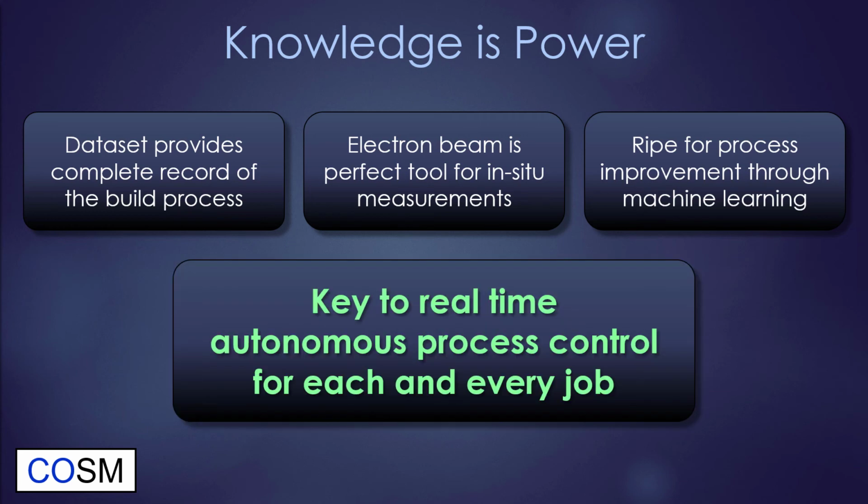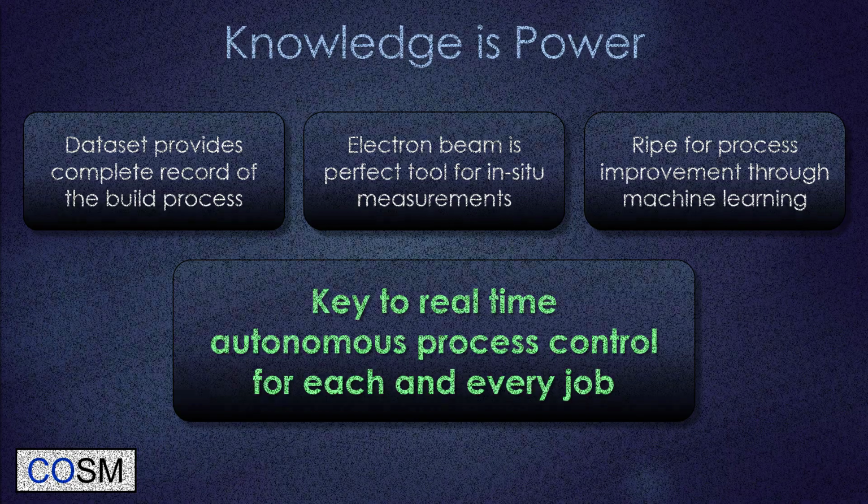Most importantly, though, and something we've only hinted at in this video, is that all the in-situ measurements we're gathering are part of a process control loop that allows our system to dynamically adjust all the control parameters, beam power, scan pattern, stage and wire speed, in real time to guarantee a repeatable and anomaly-free result, job to job, week to week, complete with a full data set to document it.